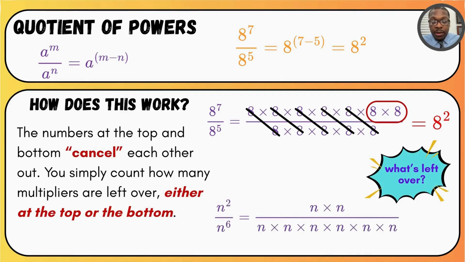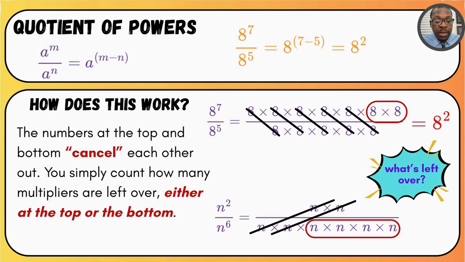Okay, now let's take a look at another example. What if you have n to the second power divided by n to the sixth power? So you've got 2 at the top, but 6 at the bottom. So they will cancel each other out. So the 2 at the top, cancel, cancel. And what do you have left? You have n to the fourth.